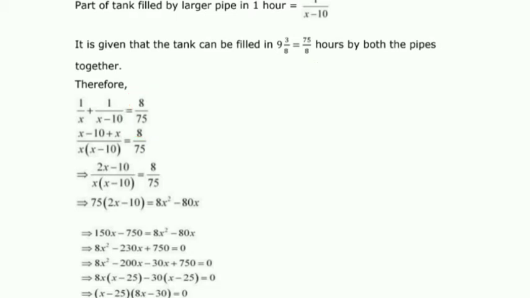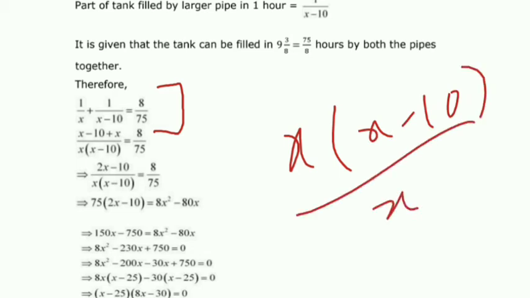So now we have to solve this and get the general form of the quadratic equation. Okay, let us simplify 1 by x plus 1 by x minus 10. The denominators are x and x minus 10, so just take the LCM of this. The LCM is x into x minus 10. Now the LCM divided by the first denominator, x into x minus 10 divided by x, remains x minus 10, and x minus 10 multiplied by 1 equals x minus 10.